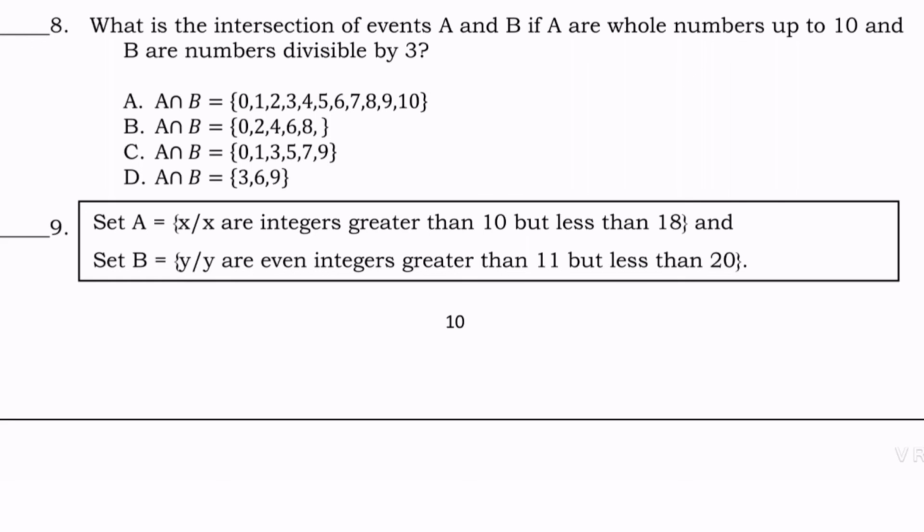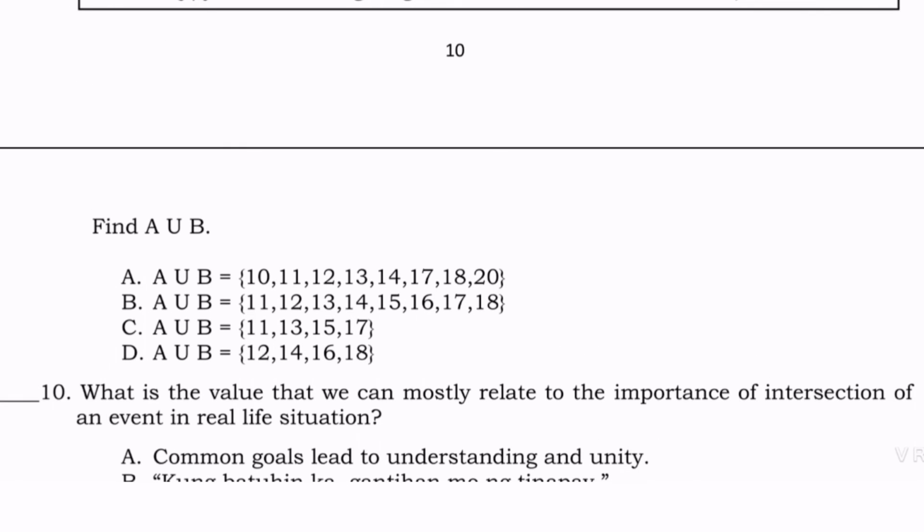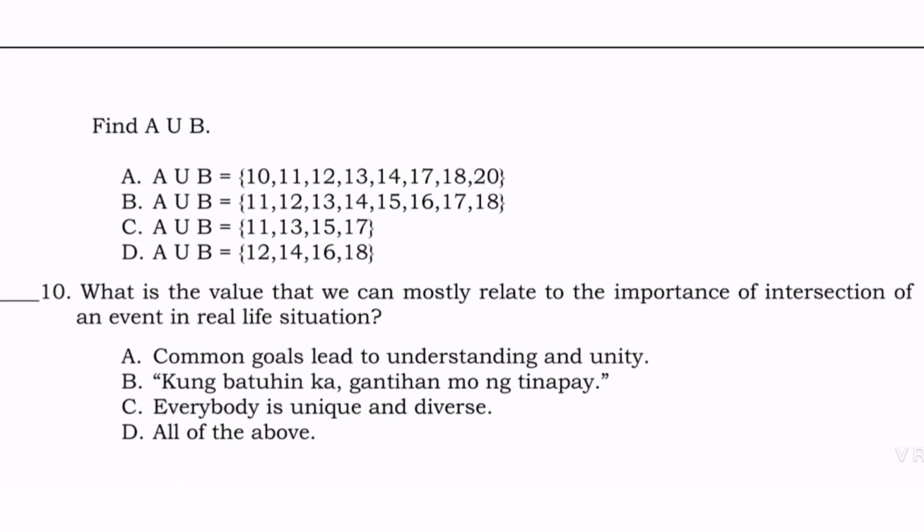Number 9. For set A, we have x such that x are integers greater than 10 but less than 18. And set B, y such that y are even integers greater than 11 but less than 20. Find A union B. The answer is B.